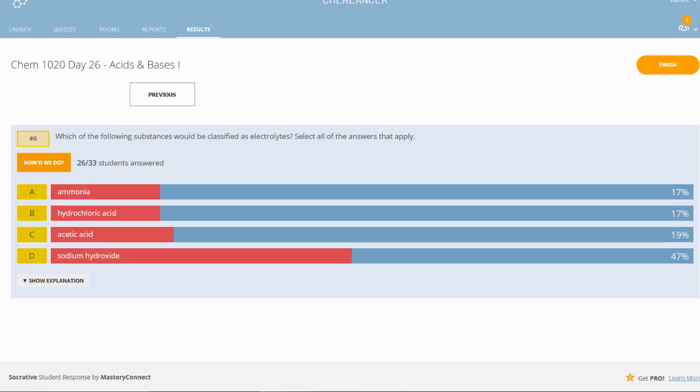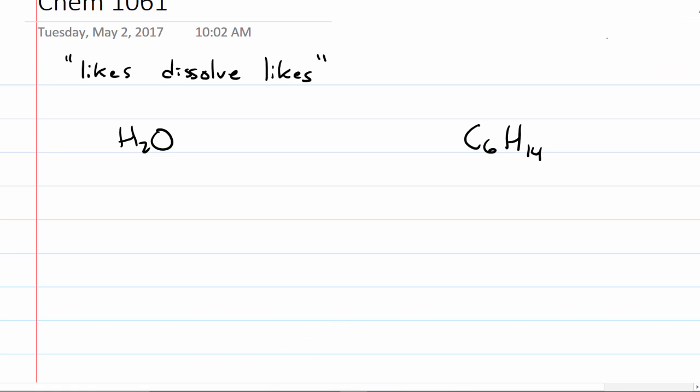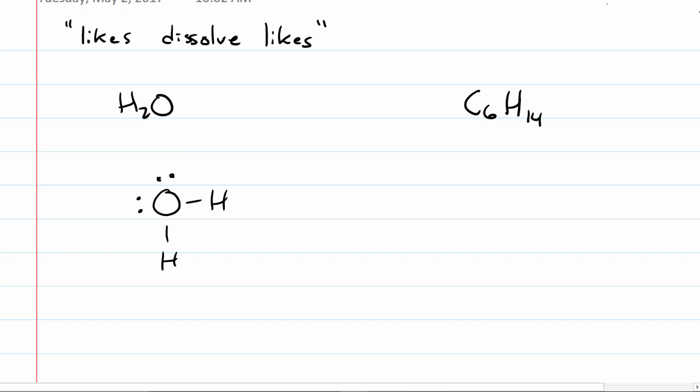All right. Well, let's go ahead and check the shapes. Water. What type of shape does this have? Bent. Is this a polar or non-polar molecule? Polar. That's because oxygen has an electronegativity of 3.5. Hydrogen sits at 2.1. The partially positive atoms are hydrogen. The partially negative would be the oxygen.